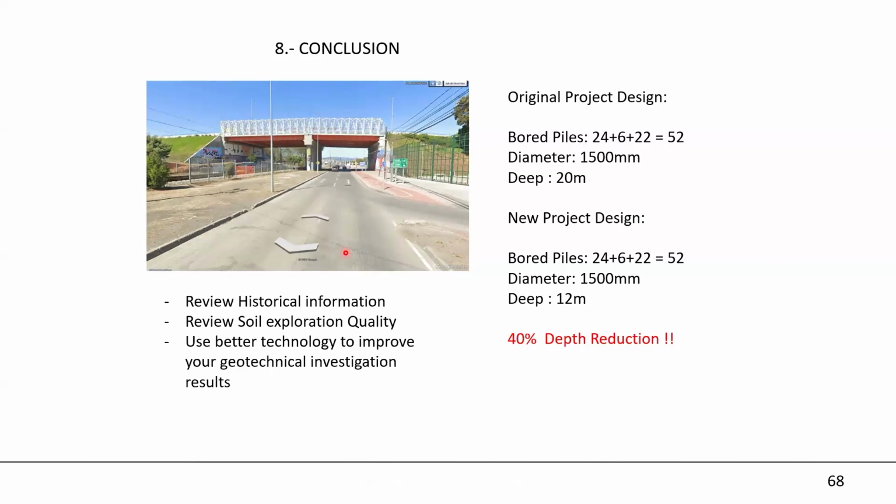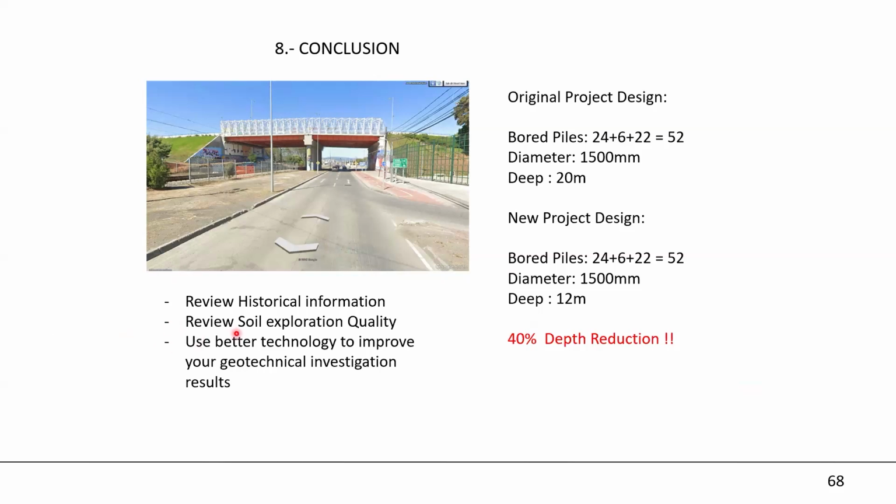In the original project, we have bored piles, 52 bored piles. The diameter is 1.5 meters. The depth is 20 meters. And the new project design, with the improved soil exploration campaign, has the same quantity, but the depth is like 12 meters, a 40% reduction.